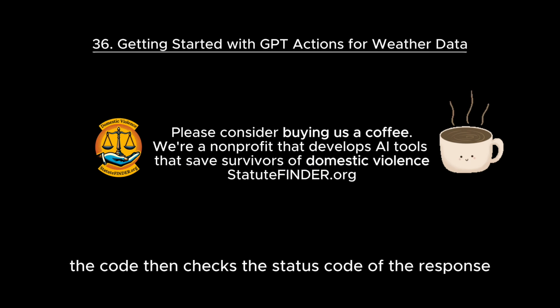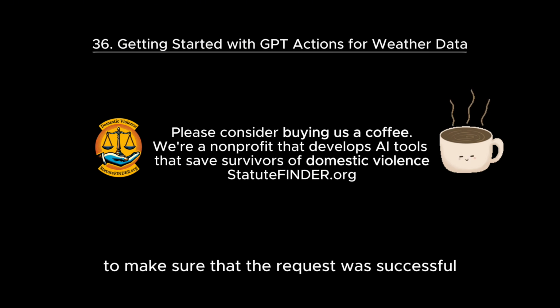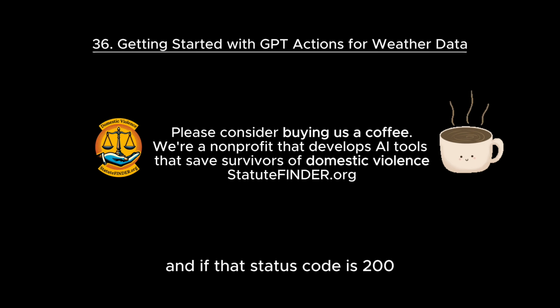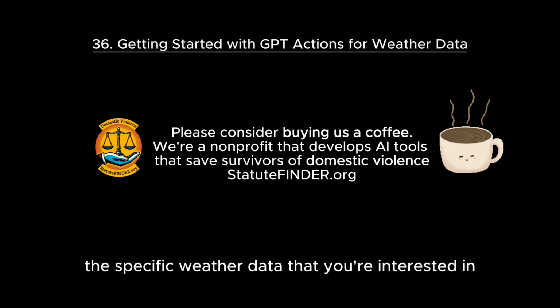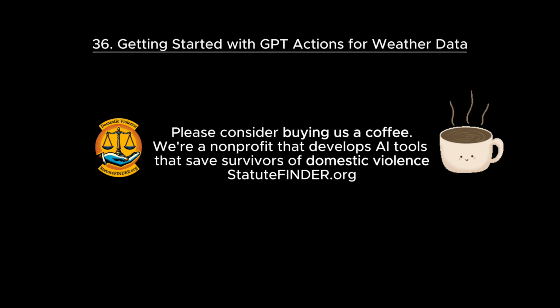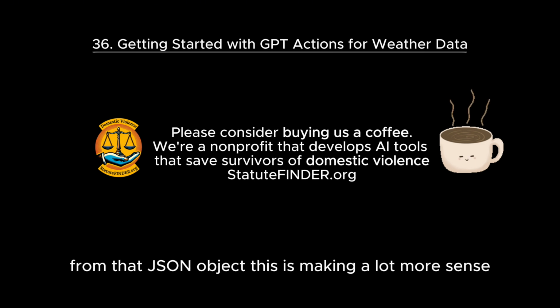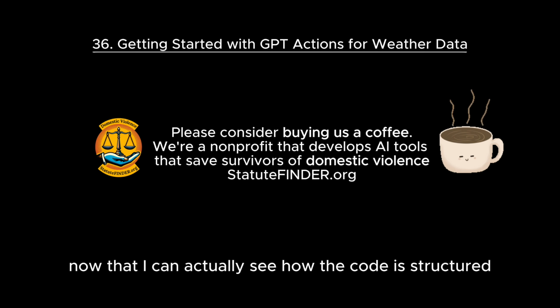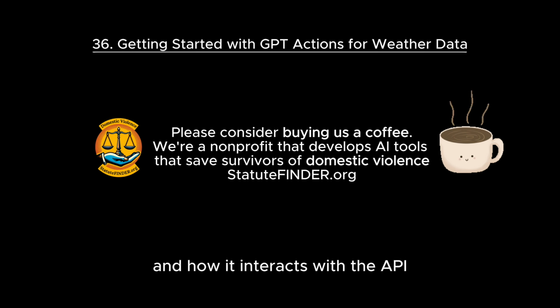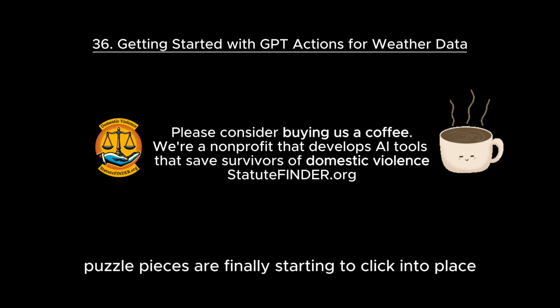The code then checks the status code of the response to make sure that the request was successful. And if that status code is 200, which indicates success, the code uses the JSON method to parse the response data into a JSON object. Exactly. And then you can access the specific weather data that you're interested in from that JSON object. This is making a lot more sense now that I can actually see how the code is structured and how it interacts with the API. It's like all those puzzle pieces are finally starting to click into place.